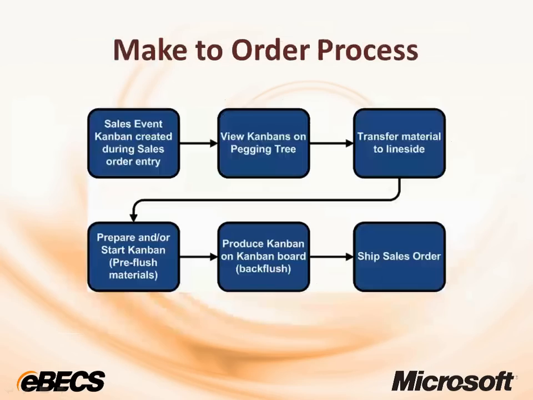Next step would be to actually complete the Kanban, so we'll produce the Kanban on the Kanban board for process jobs, and if it was set up this way, we could actually backflush the materials at this point in time as well. Very optional setup there. Finally, we would be able to ship the sales order at this point because we've put the material on hand, we've consumed any component parts, so it is now available to be shipped.